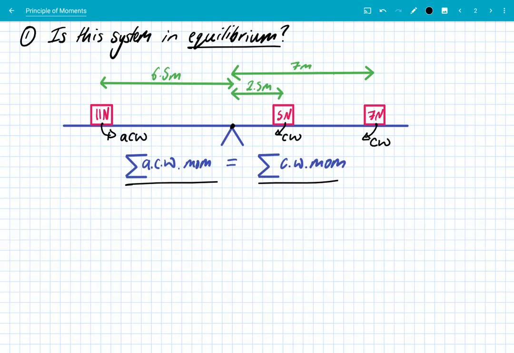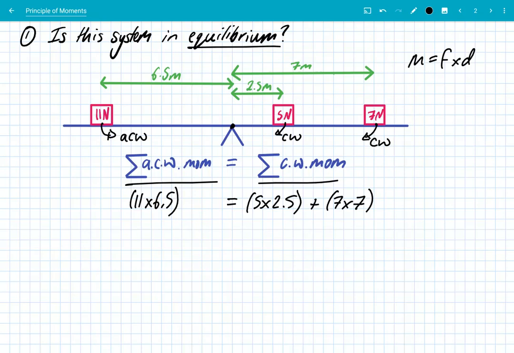This also is clockwise, and this one here is going to cause the beam to rotate in the anti-clockwise direction. Now we just do some basic maths. We use the formula moment is equal to force times distance. And we have to do this for all the clockwise and add them together, and all the anti-clockwise and add those together. So in the anti-clockwise direction, we simply have 11 multiplied by 6.5 is equal to 5 multiplied by 2.5 plus 7 multiplied by 7. So we get 71.5 is equal to 12.5 plus 49, and that gives us 71.5 is equal to 61.5.